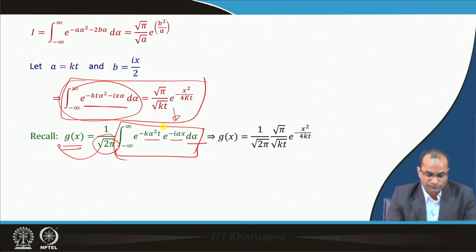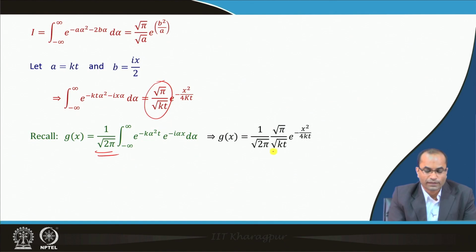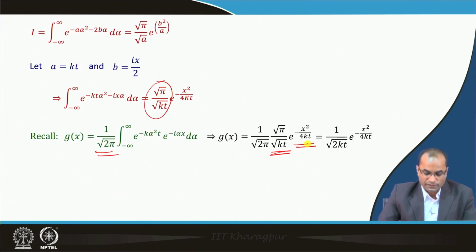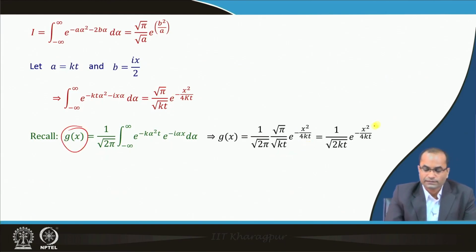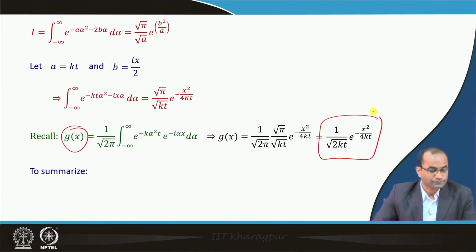So, our g x will be 1 over square root 2 pi, and from here we have pi over square root k t and e power minus x square over 4 k t. So, in this way we got our g x as 1 over square root 2 k t multiplied by e power minus x square over 4 k t.